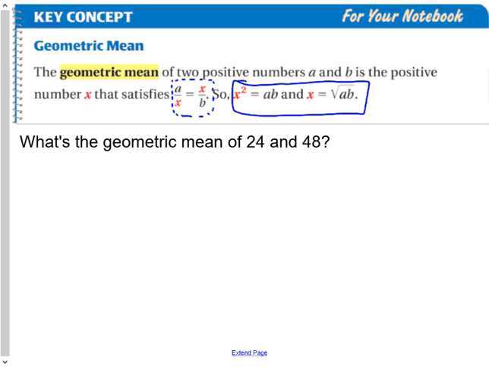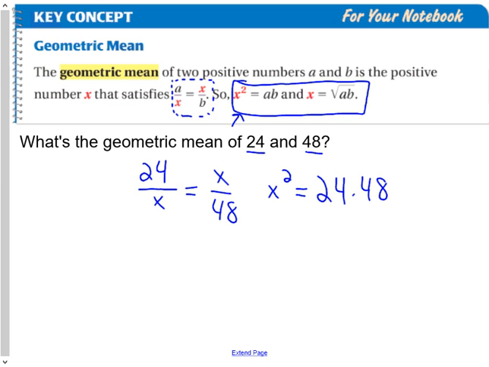Now, not all these answers are going to be perfect squares. So here is a reminder on how you would deal with them in probably the easiest way. What's the geometric mean of 24 and 48? This means 24 over x equals x over 48. Then we cross multiply: x squared equals, and I leave it like 24 times 48.